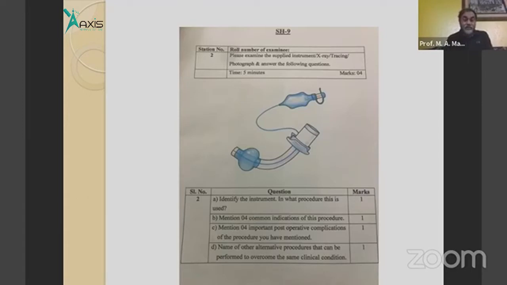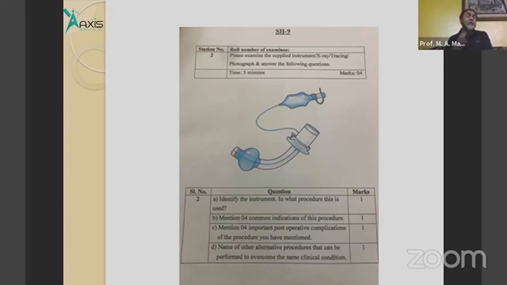recurrent laryngeal nerve. Now, name other alternative procedures that can be performed to overcome the same clinical condition. That means, is there any other way to bypass the upper airway obstruction, or to protect the respiratory tract rather than tracheostomy? Yes, we have 2 procedures. One is intubation. Many patients nowadays, we try intubation rather than tracheostomy. So intubation, nasotracheal intubation, is one procedure.